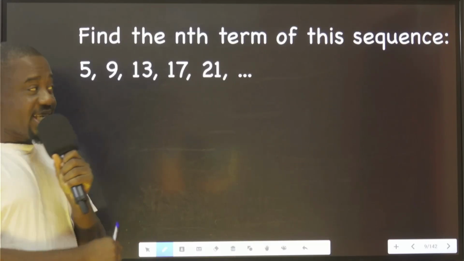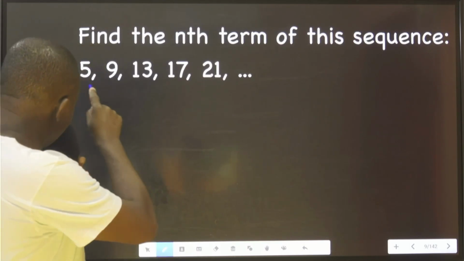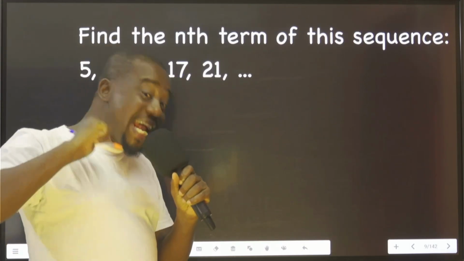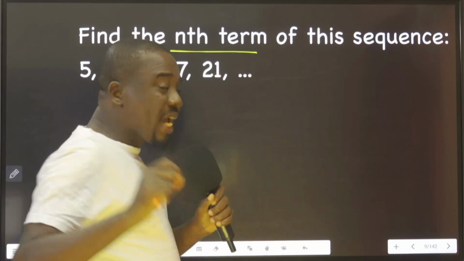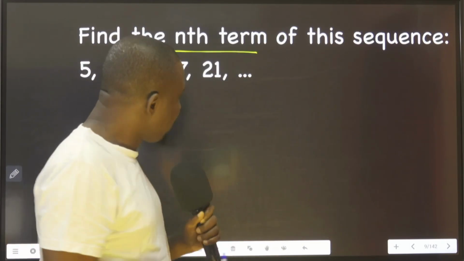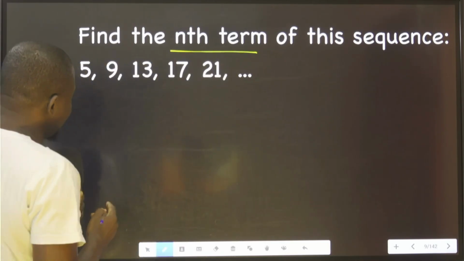Look at this. It says, find the nth term of this sequence. If you want to find the nth term of the sequence, what is it telling you? It's asking you to get the formula for this sequence. To get the formula, we need to investigate this pattern.